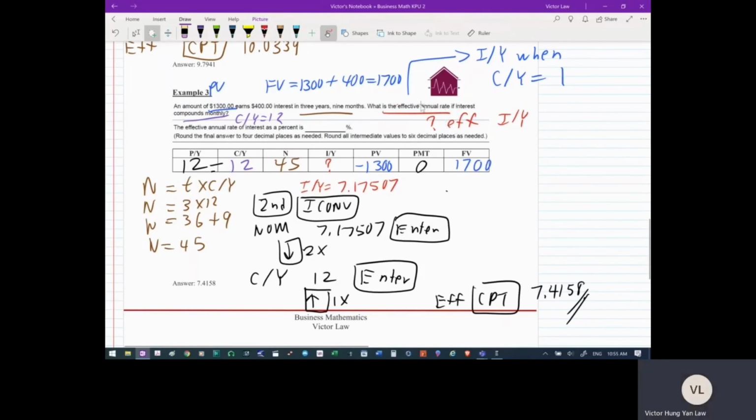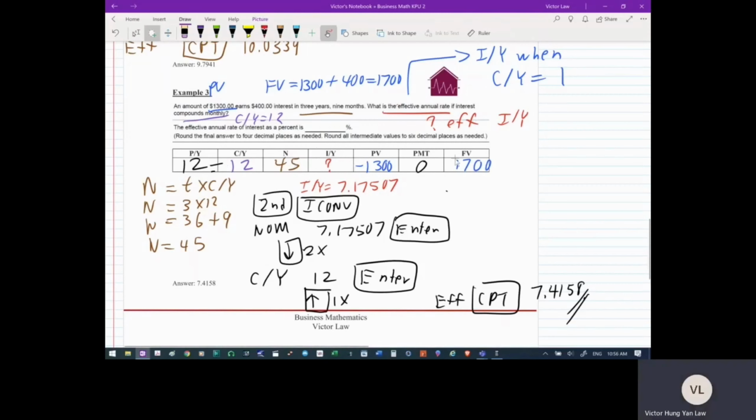Basically, the effective annual interest rate is the nominal interest rate when your compounding equals 1. So you're compounding annually, your CY equals 1. In order for us to find the EFF, our first step is to find the nominal interest rate first. So when we're filling in the boxes, what we're solving for is the IY. Once we find the nominal interest rate IY, then we can find the EFF afterward.